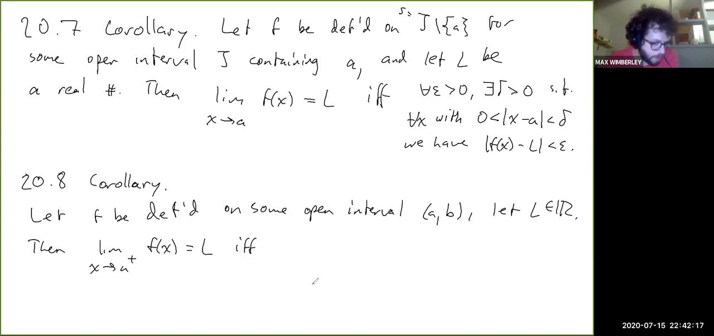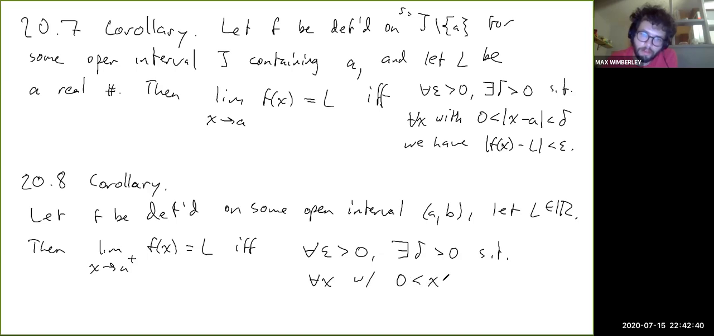Now the epsilon delta for the right-handed limit, when the limit is finite. Also notice that we're assuming L is finite in these cases. I'll talk about that in a sec, but so for all epsilon greater than zero, there exists a delta greater than zero, such that for all x with a less than x less than a plus delta, we have absolute value of f of x minus L less than epsilon.